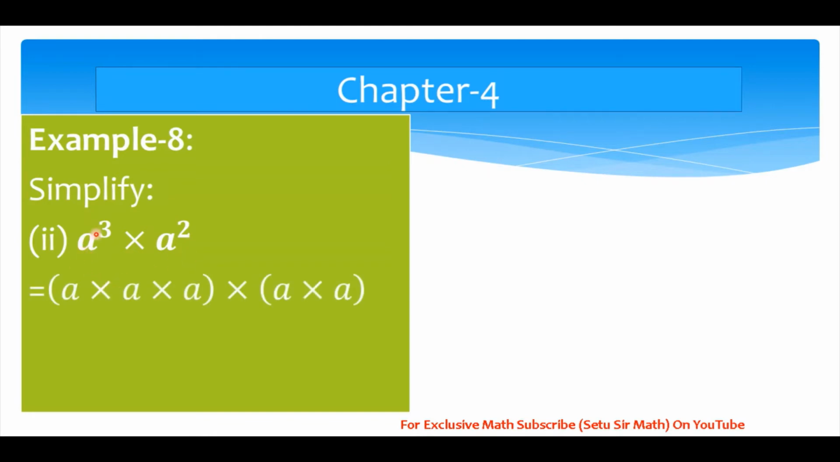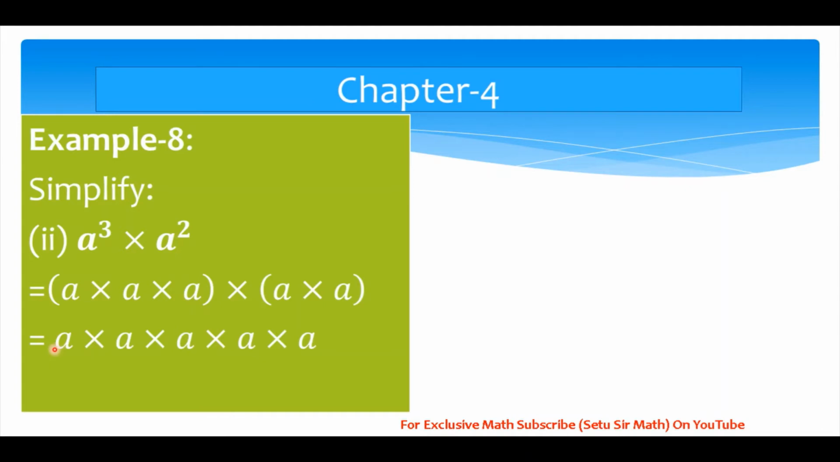A cube means how many A's here? A multiplied by A multiplied by A. That means 3 A's, and multiplied by A square. That means how many A's here? A multiplied by A. That means 2 A's. Now if we write all the A's one at a time, we can write A multiplied by A multiplied by A multiplied by A multiplied by A.